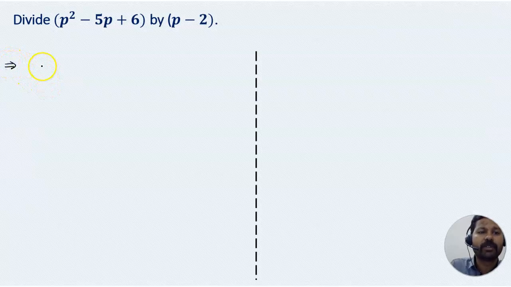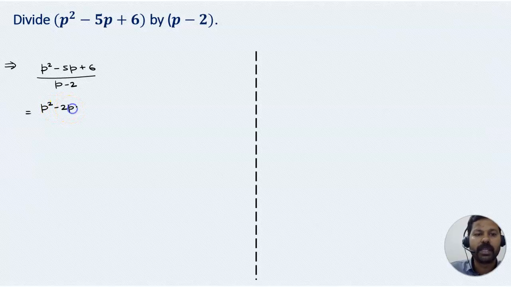So here we have to divide p square minus 5p plus 6 by p minus 2. So first we'll factorize our numerator. When we factorize the numerator, we'll split the middle term. So constant is 6. So we know that 3 twos are 6. It means 3 and 2, and 3 plus 2 is 5. So we can split our middle term as p square minus 2p minus 3p plus 6 upon p minus 2.